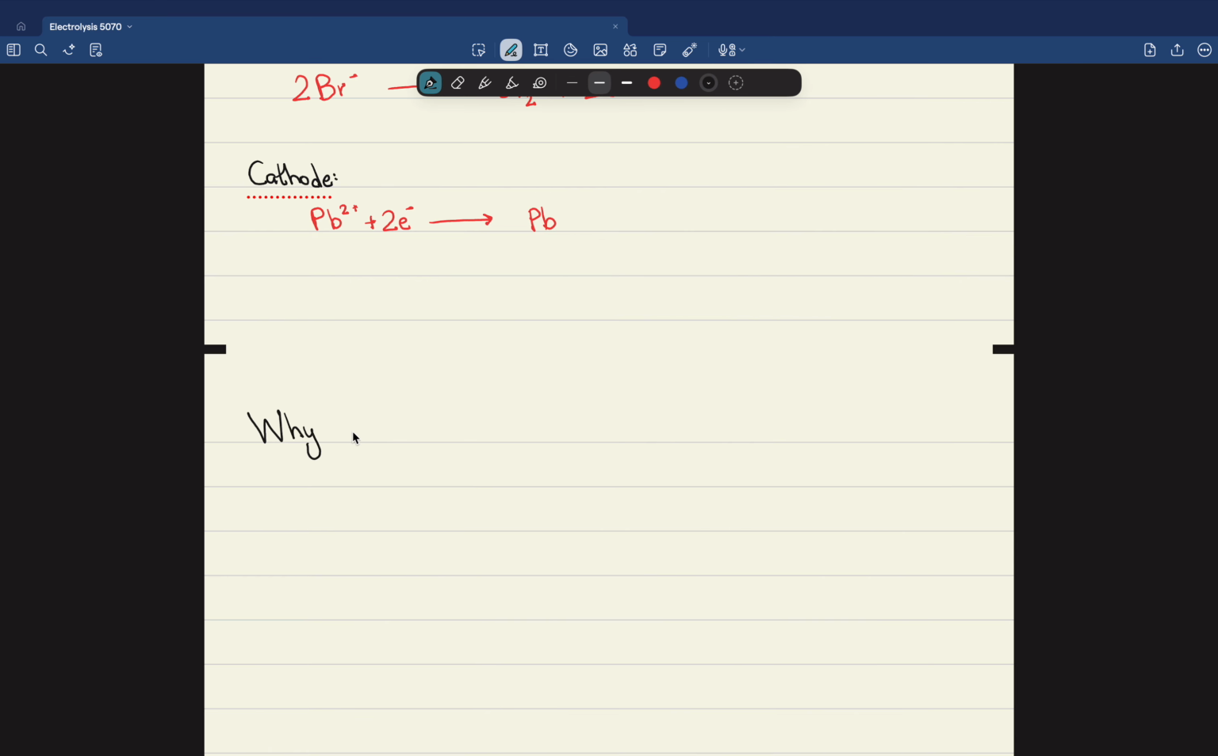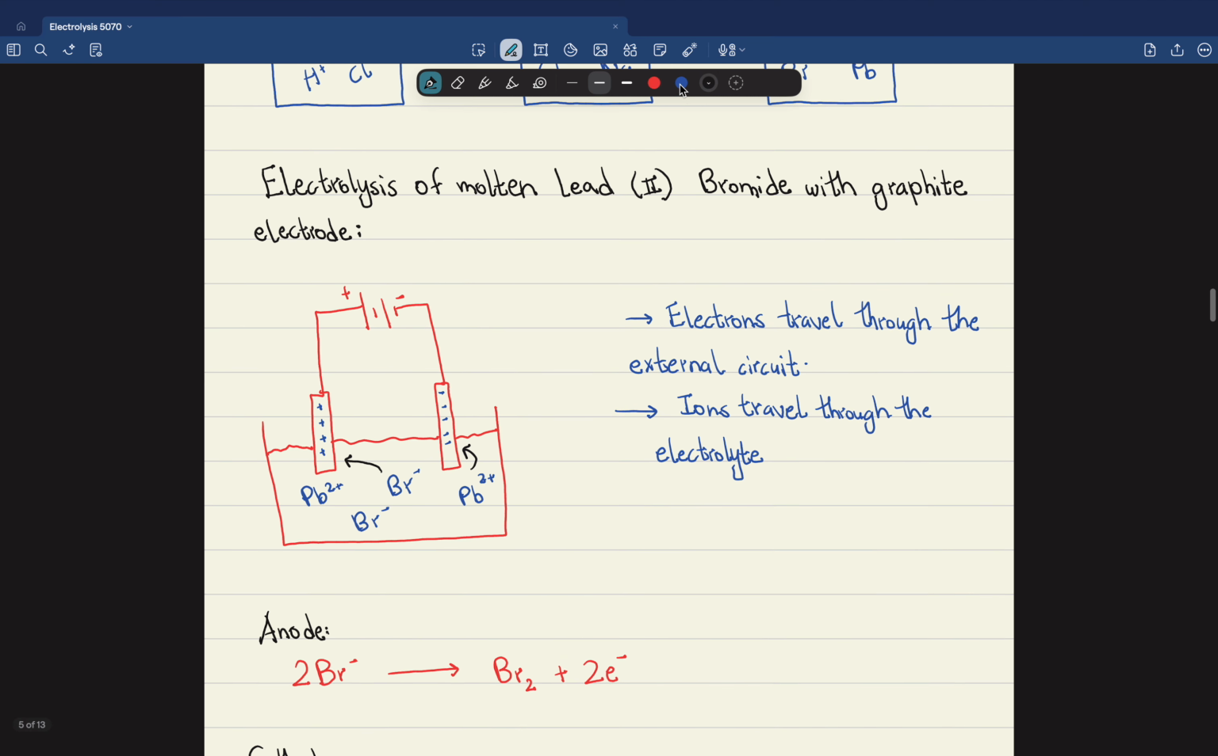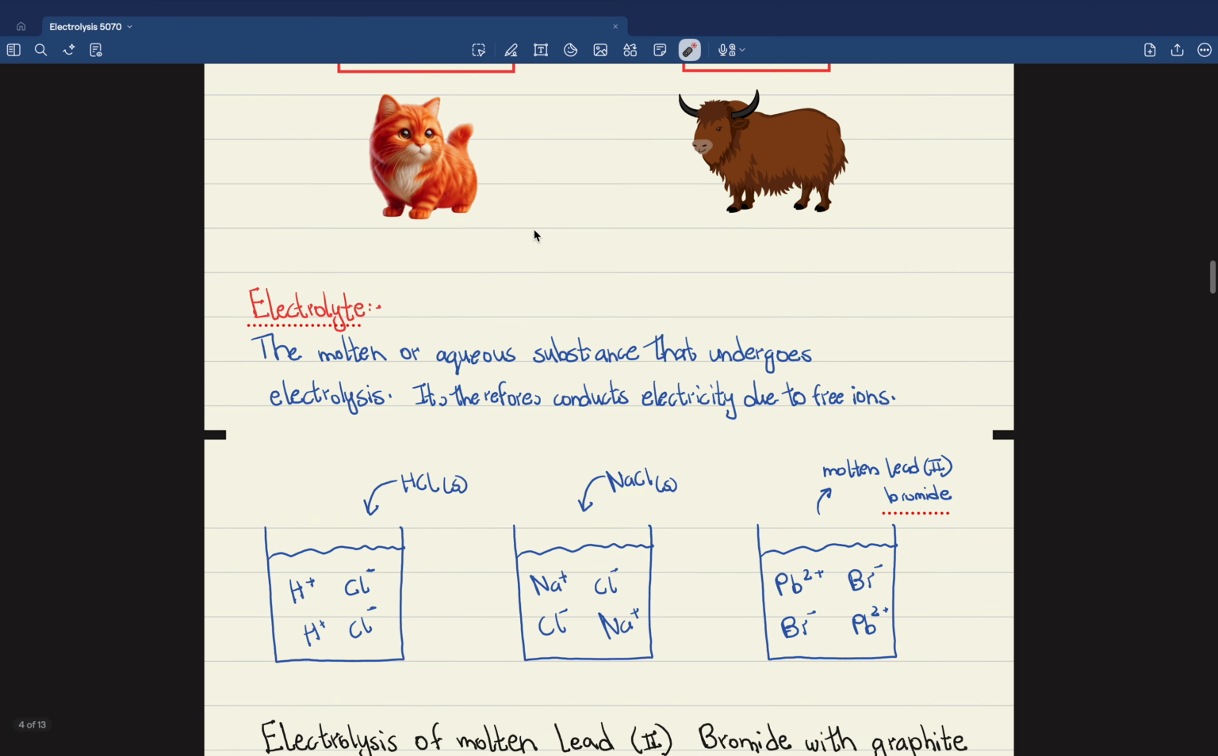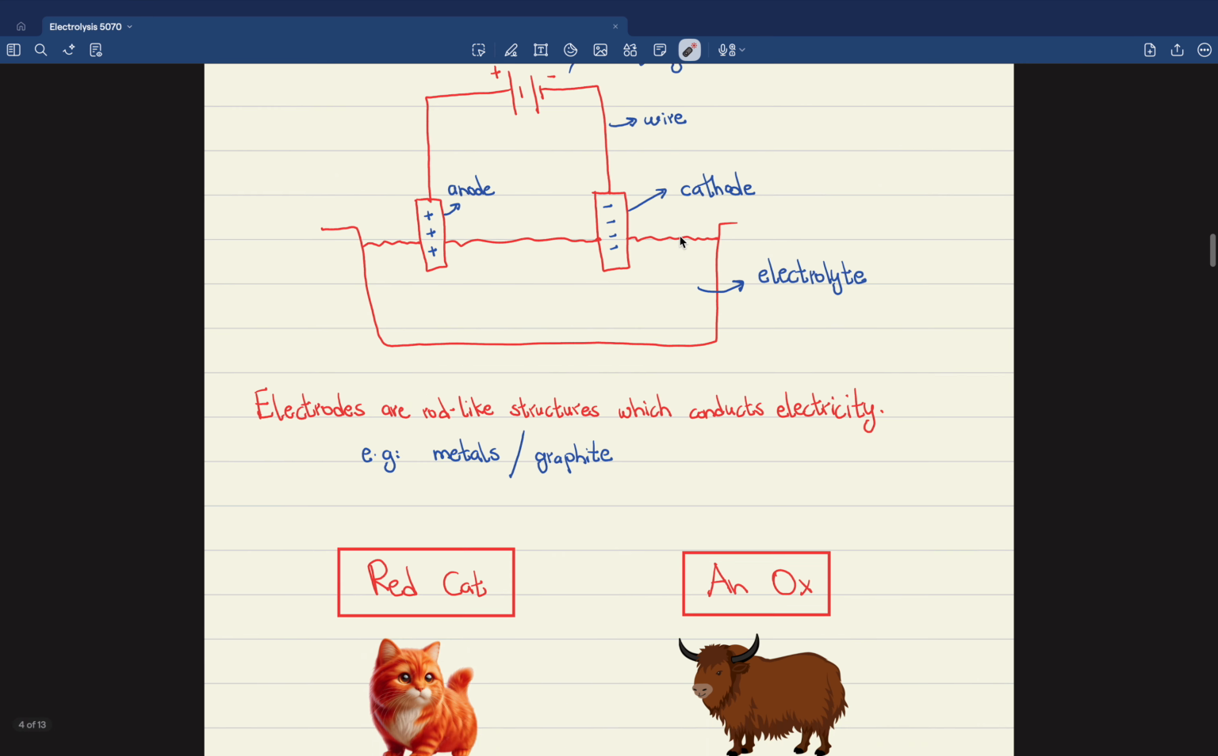Why do we choose graphite as electrodes? Why graphite as electrodes? आखिर हम graphite ही क्यों लेते हैं electrodes? Why don't we take another metal? हम वो कोई और मेटल क्यों नहीं ले लेते, राइट? हम इन सब केसेस में graphite electrodes ले रहे हैं. This is a graphite electrode. All these are graphite electrodes.